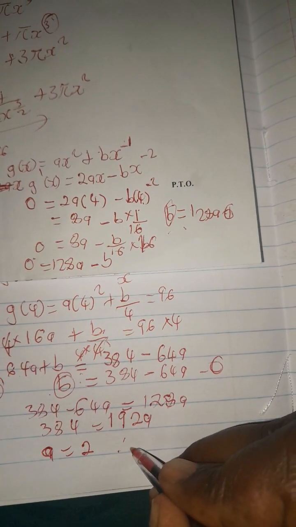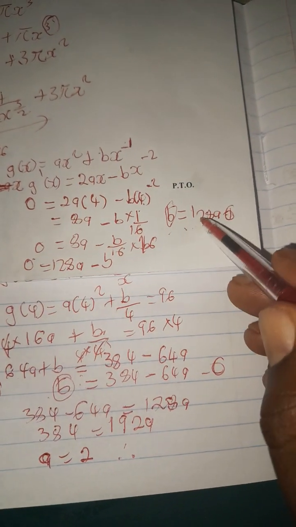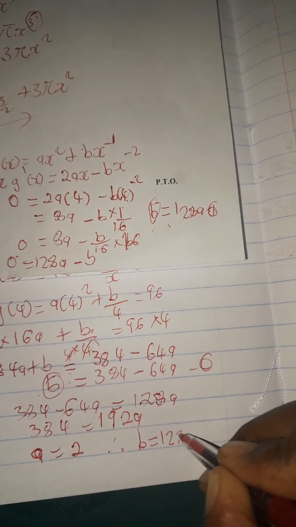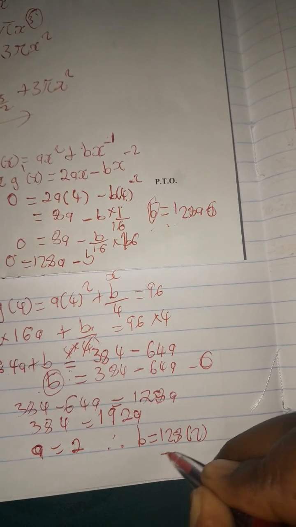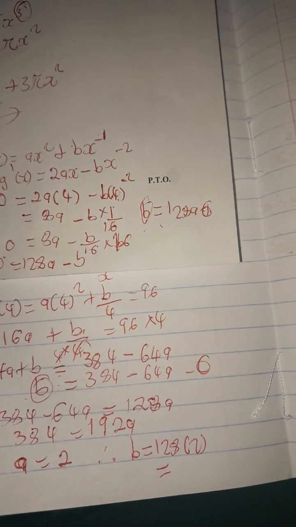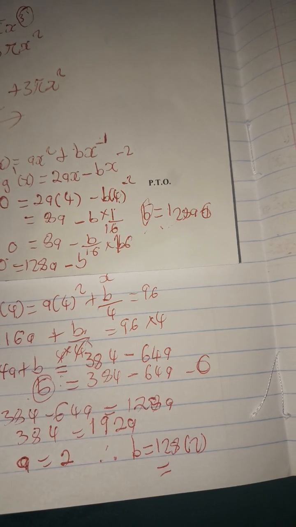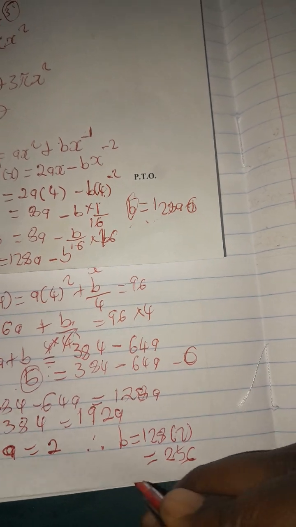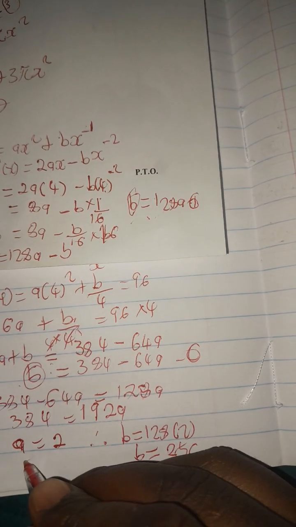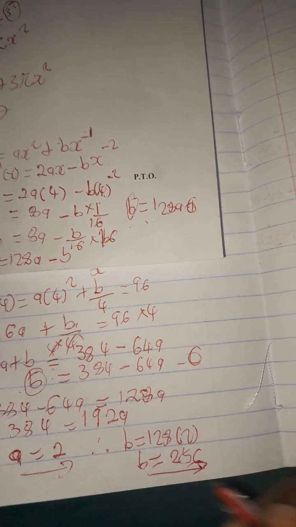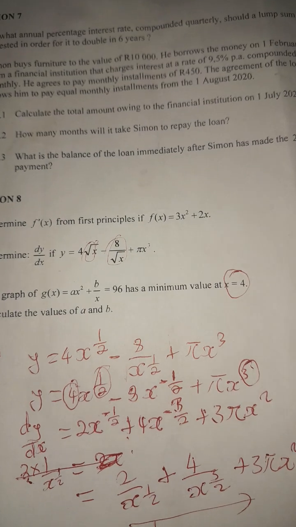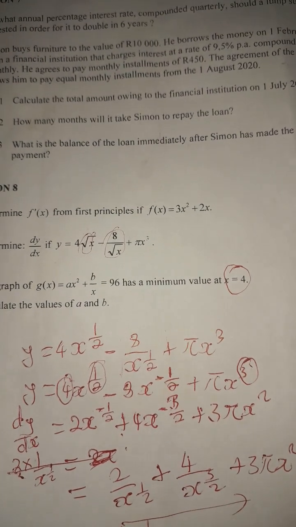Now let's find b. We can use equation 1 to find b. So we could just say b is equal to 128 times 2. What is that? 128 times 2, that's 256. So guys, a is equal to 2 and b is equal to 256. So that's how, guys, you can work out such problems. You just have to be careful when working with it.